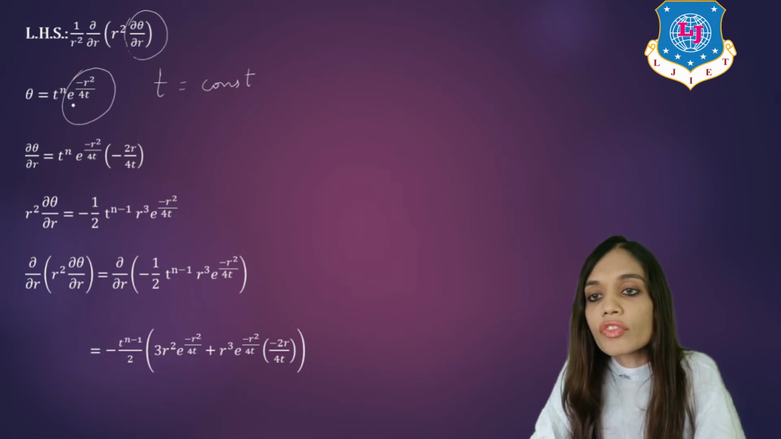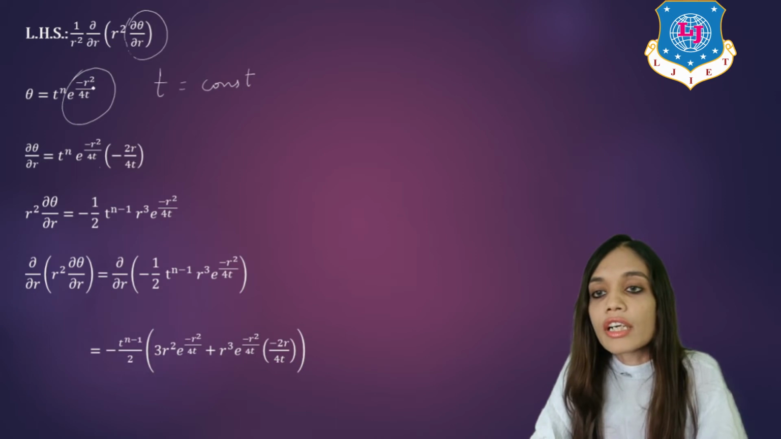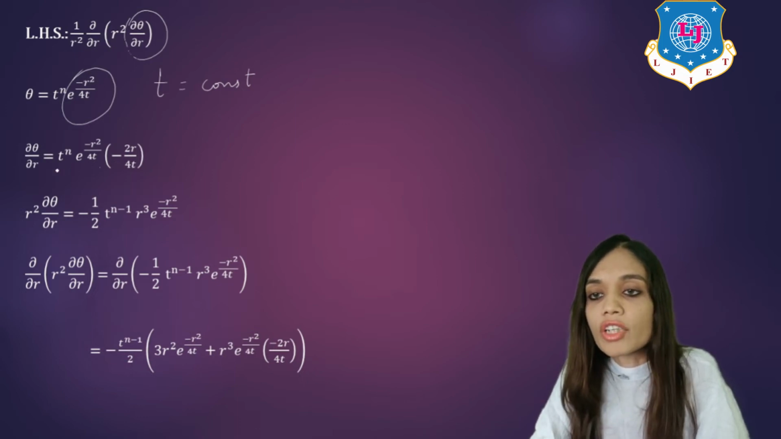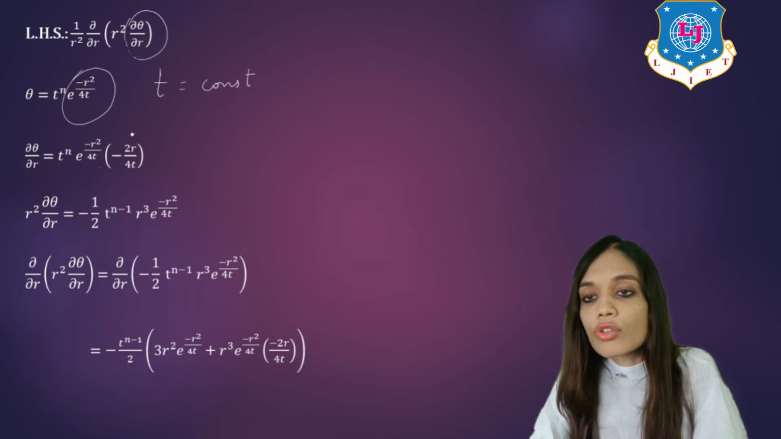So derivative of this will be e raised to minus r square upon 4t. Now do the derivative of this with respect to r using chain rule. So derivative of r square will be 2r. So answer will be t raised to n into e raised to minus r square upon 4t into minus 2r upon 4t. So 2 will get cancelled out. So finally what will remain?